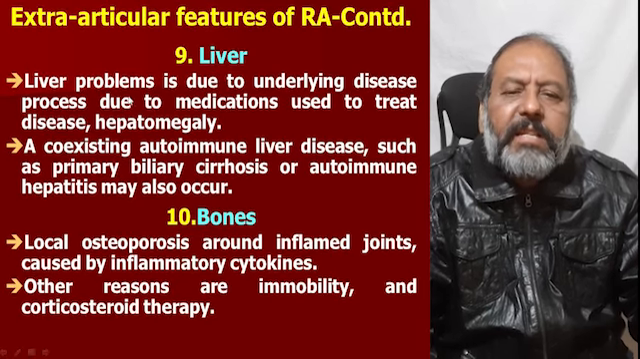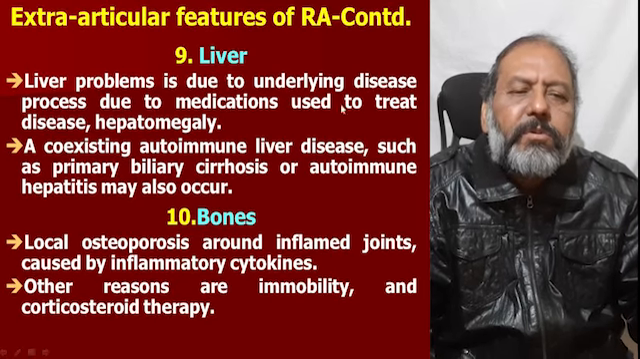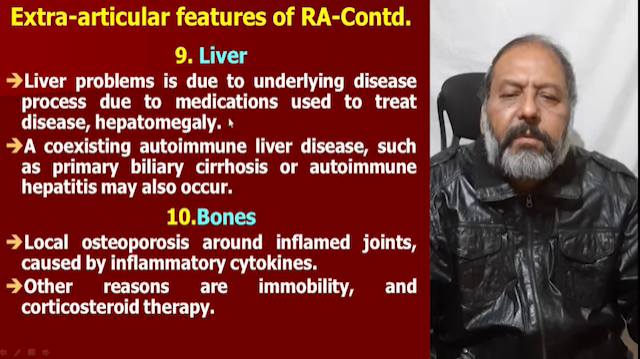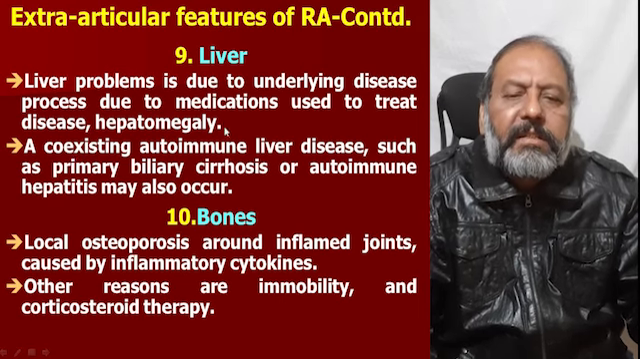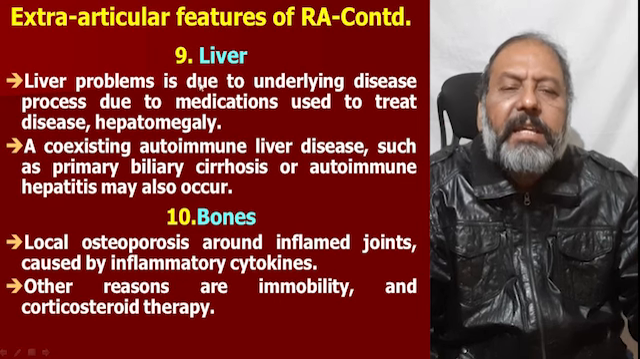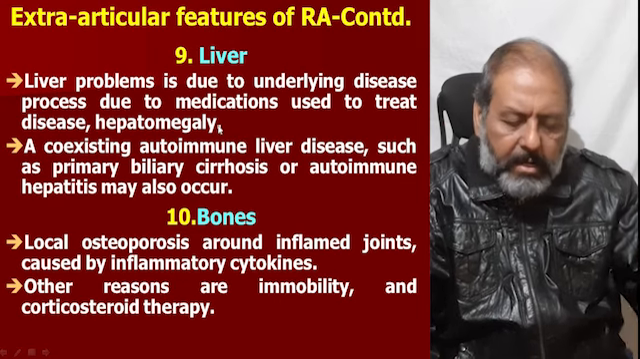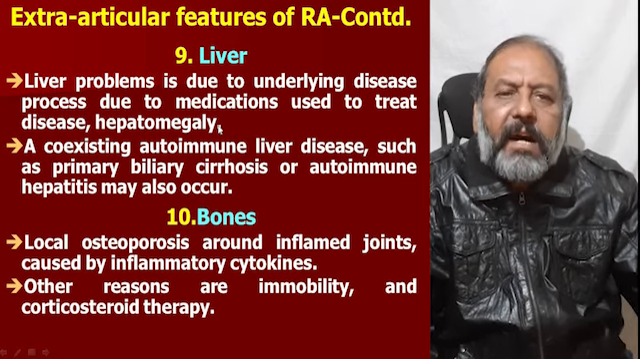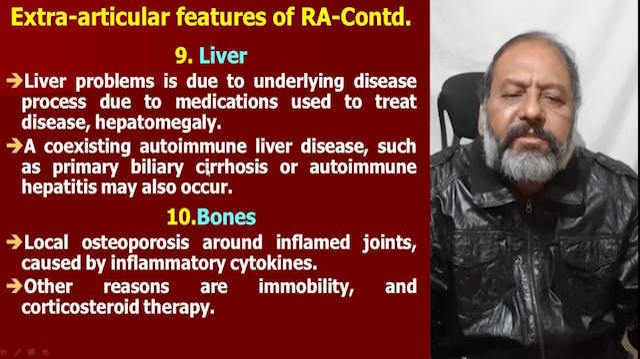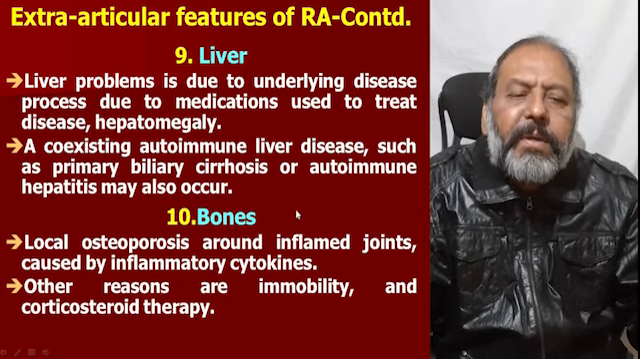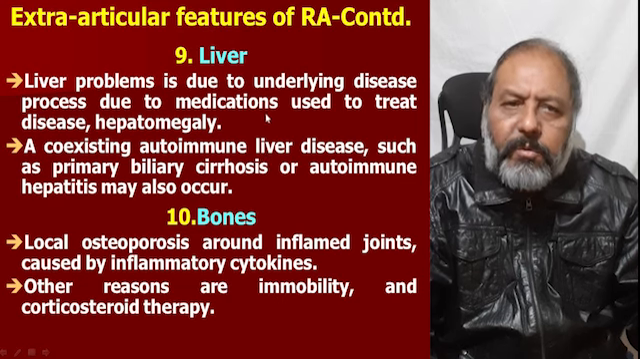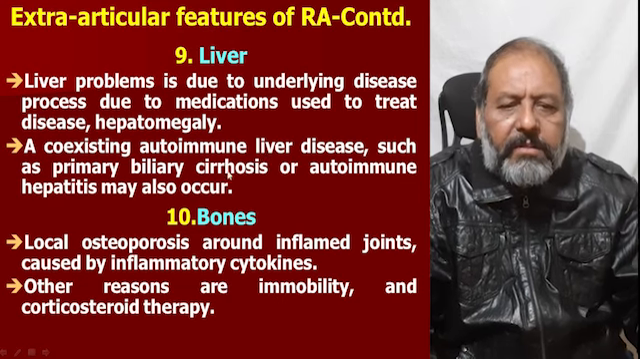So here is the liver. Liver problem is due to the underlying disease process or the medication used to treat the disease, causing hepatomegaly. I have already shown you the immune cells attacking the liver. A coexisting autoimmune liver disease such as primary biliary cirrhosis or autoimmune hepatitis may also occur. That is autoimmune hepatitis I have shown you in the slide.